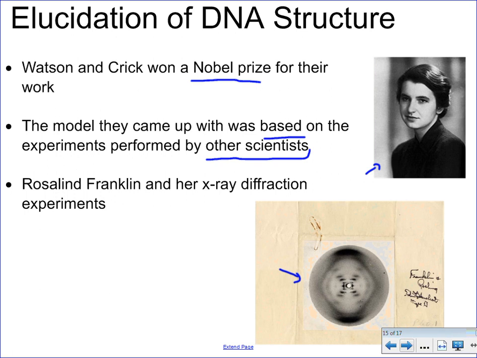But Rosalind Franklin unfortunately passed away before the Nobel Prize was given to Watson and Crick, and for a number of years she was not acknowledged as being a principal contributor to figuring out the structure of DNA. She was later on recognized for her work, and is now recognized as a central figure in figuring out the structure of DNA.